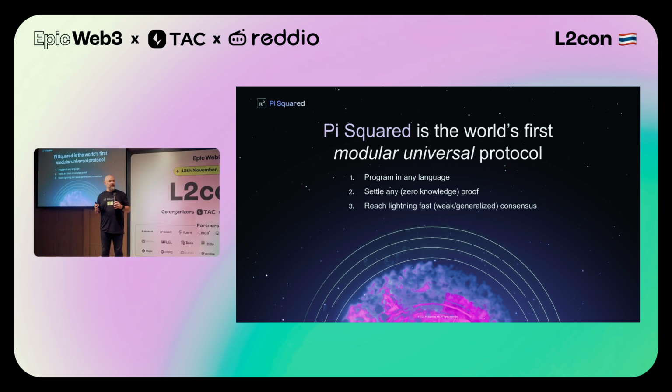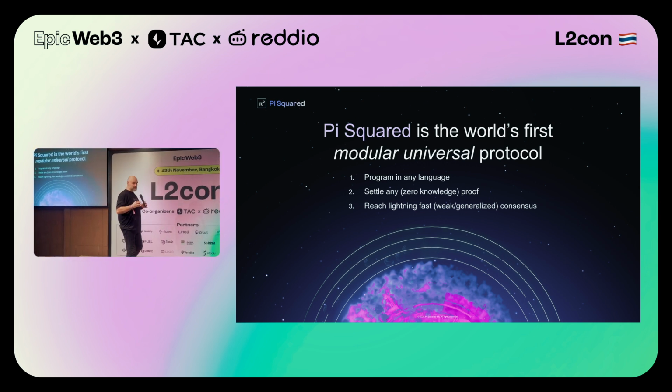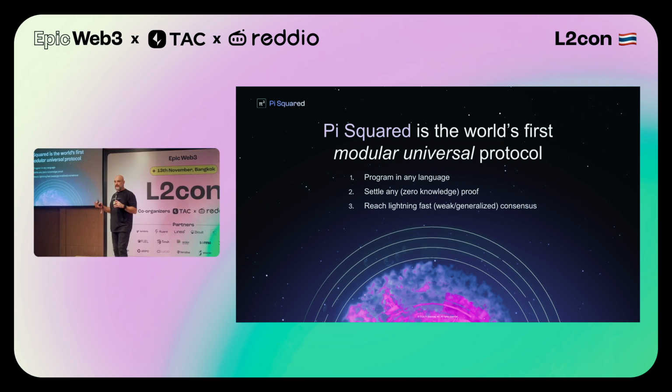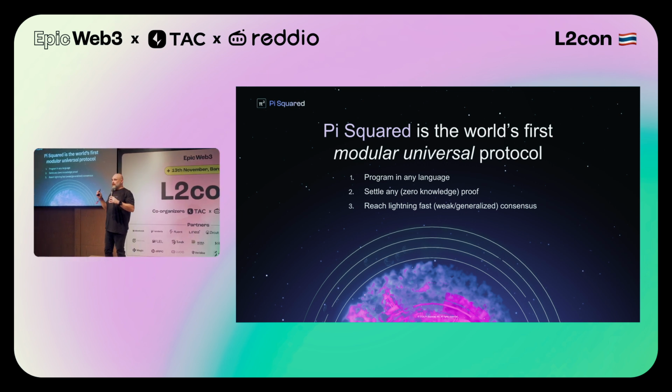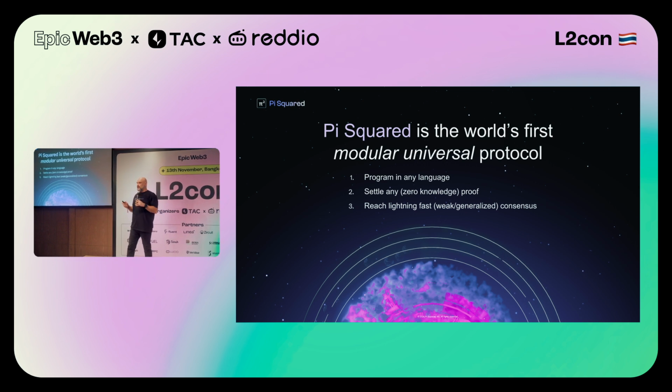So Pi Squared, the keyword defining Pi Squared is universality. It is a universal protocol and modular in the sense that you can program in any programming language, you can settle anything that is provable with any proof system of your choice, and in the end, you can achieve consensus with a very fast consensus protocol.